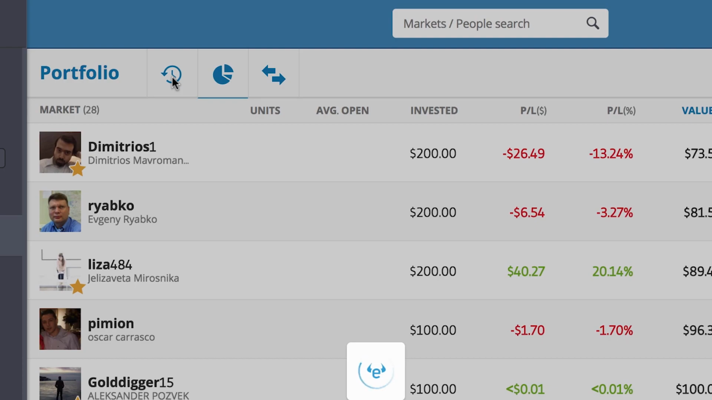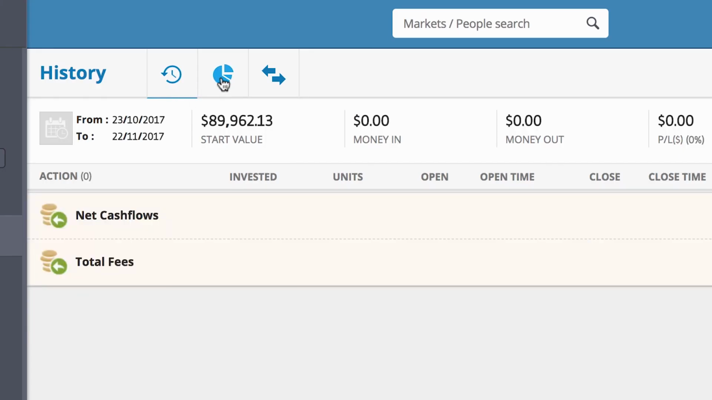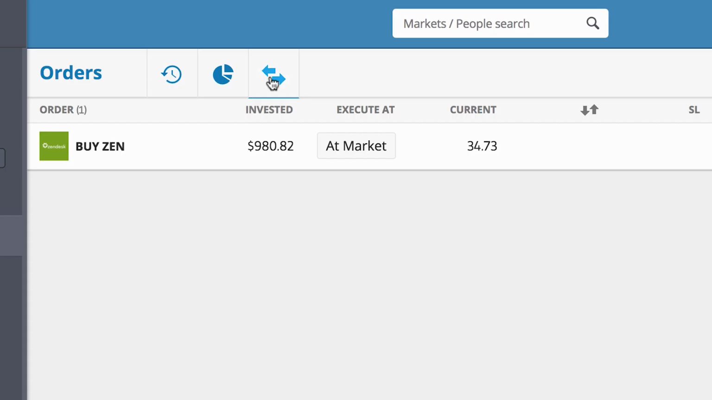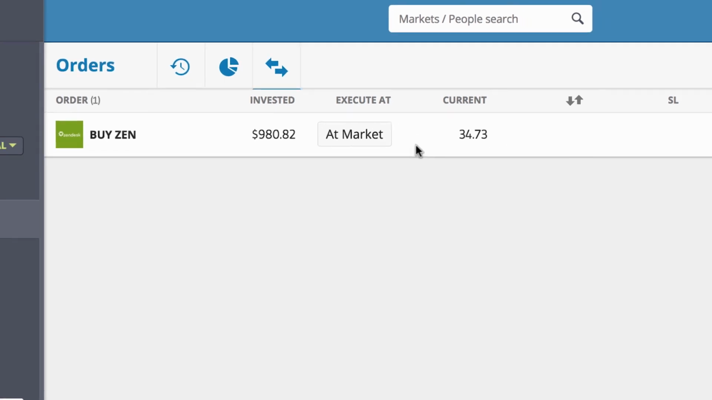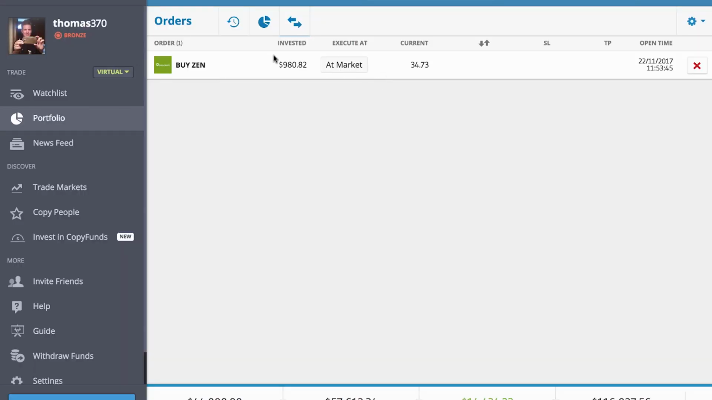As we saw before, this is a history of all my past trades. This one here is my portfolio. Here are my orders. So it's automatically turned that into an order to execute at market. It's turned it into a market order. Because the markets are closed now, it's going to wait, and at 3:30 today, the second it opens, it's going to spend my money on Zen at whatever price the market is at then.